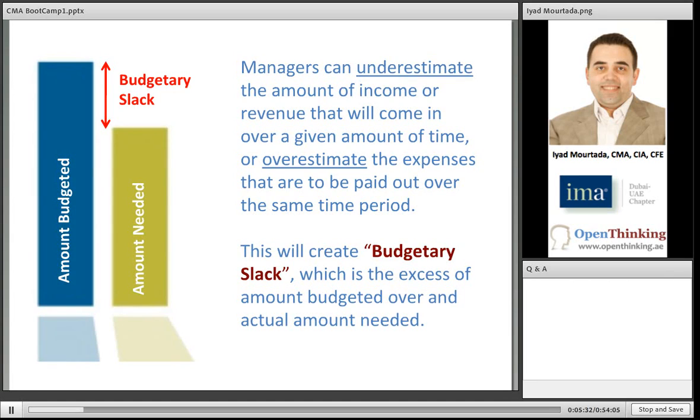This will create budgetary slack, which is, and this is the definition, the excess of amount budgeted over the actual amount needed. So if they ask you in an essay question, what is the budgetary slack? This is how you need to define it: excess of amount budgeted over the actual need. So you say it's just the difference between how much was budgeted and how much was needed.